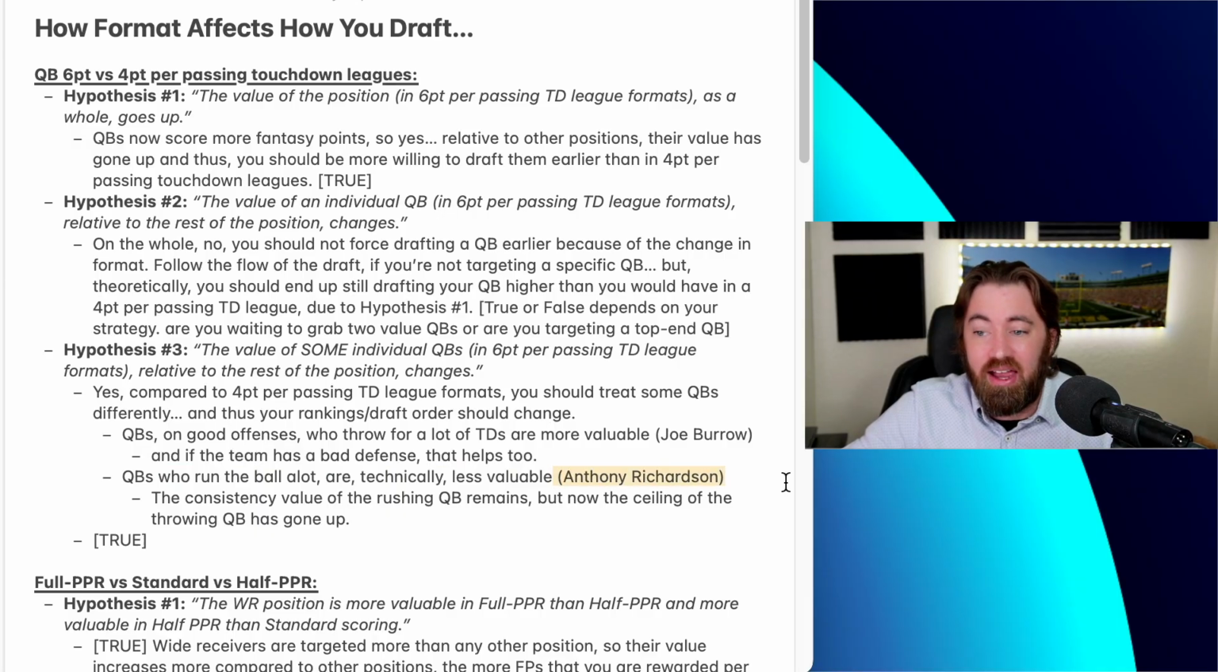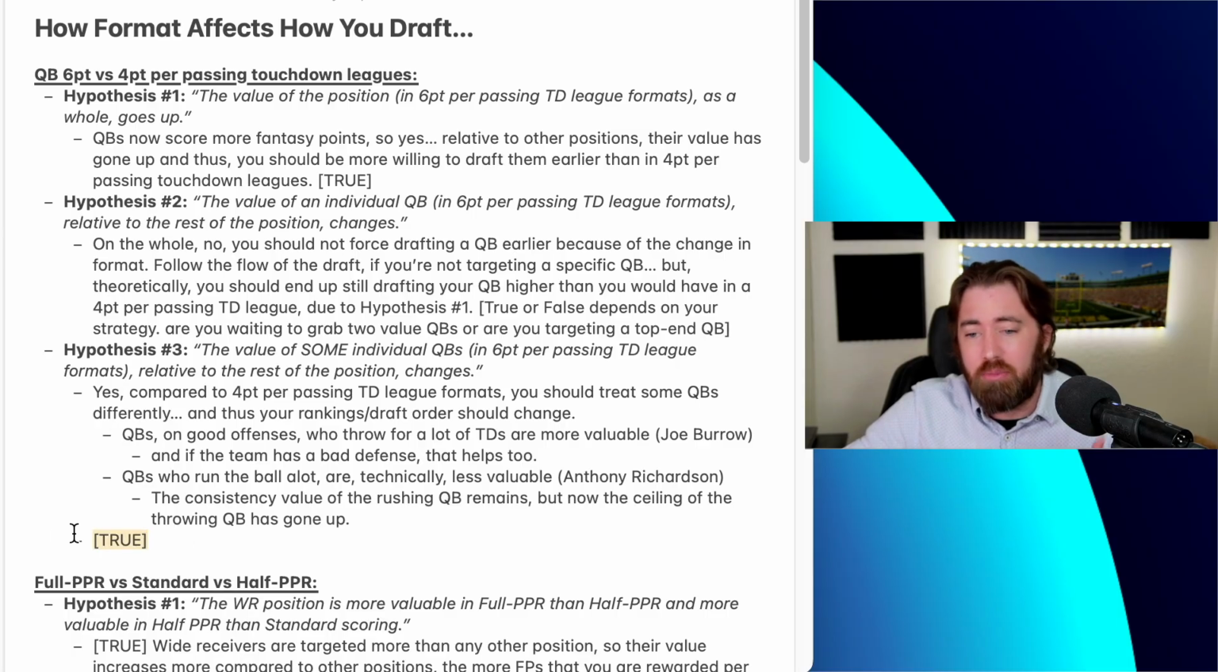But let's take a guy like Anthony Richardson, who you're probably not drafting, but you might be thinking of drafting in a 4-point per passing touchdown league, just to take a chance on an upside flyer type of option. Well, in a 6-point per passing touchdown league, that's going to be much harder to do. And just generally speaking about these types of quarterbacks, the consistency value of a rushing quarterback is going to remain in the 6-point per passing touchdown format. But now the ceiling of the throwing quarterback has gone up, is how that's going to work.